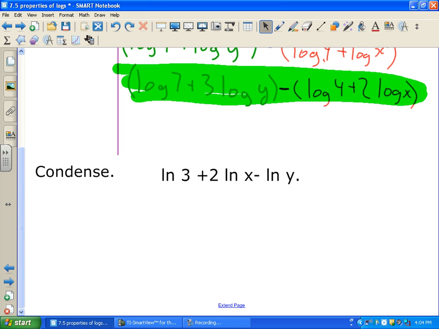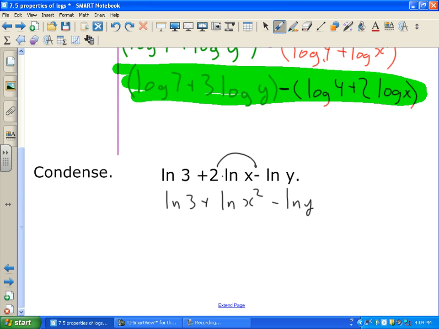Next problem, take something big, make it small. That's condensing. Natural log of 3 plus 2 natural log of x minus natural log of y. That's a natural log of 3 plus, hopefully you realize that's 2 times the natural log of x. Mr. Wood, I recognize that's an exponent. So that's going to be the natural log of x squared minus the natural log of y.